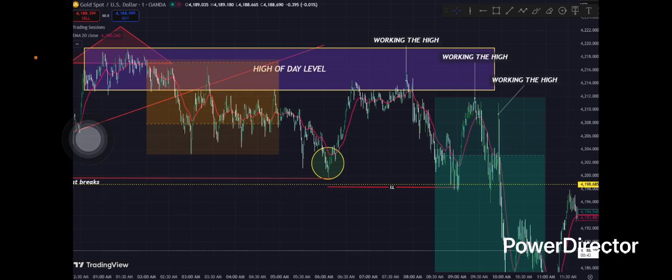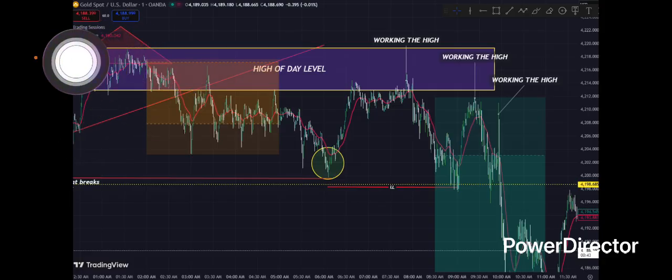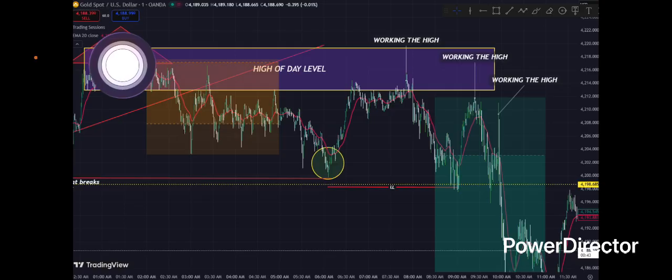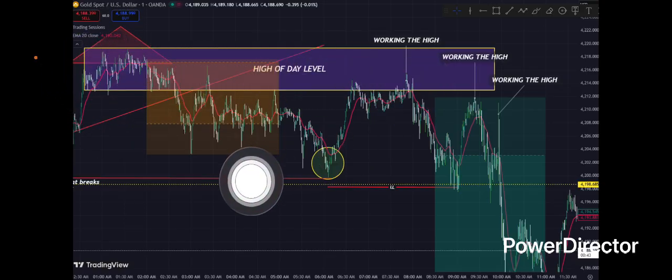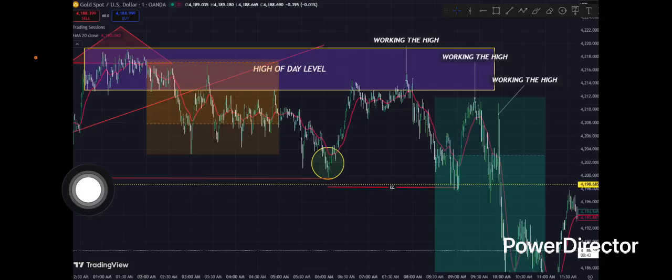Now, the high of day level is an area, a price area, an area of interest. It's not a specific price point. We do have a specific price that is the high of the day, but in general, it's an area. And how you mark off this area is up to you. It's a little subjective, but you can see what I did.